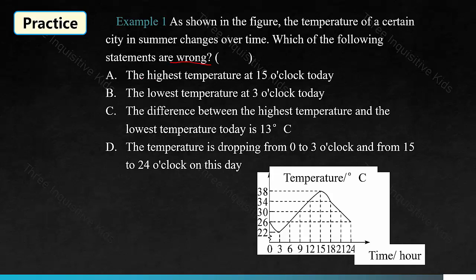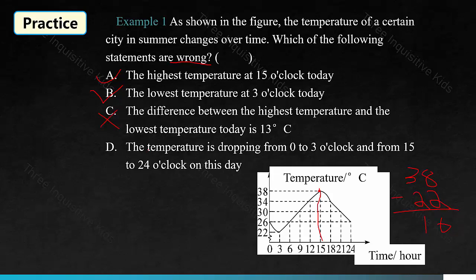Let's look at number A. The highest temperature is at 15 o'clock today. So the 15th hour indeed is the highest temperature, so that is actually correct. The lowest temperature is at 3 o'clock. Yep, that is true. Doesn't mean that it's our answer. The difference between the highest temperature and the lowest temperature today is 13 degrees Celsius. So the highest temperature would be 38 minus the lowest temperature, 22. When we subtract that, we get 16, which means that this is wrong.